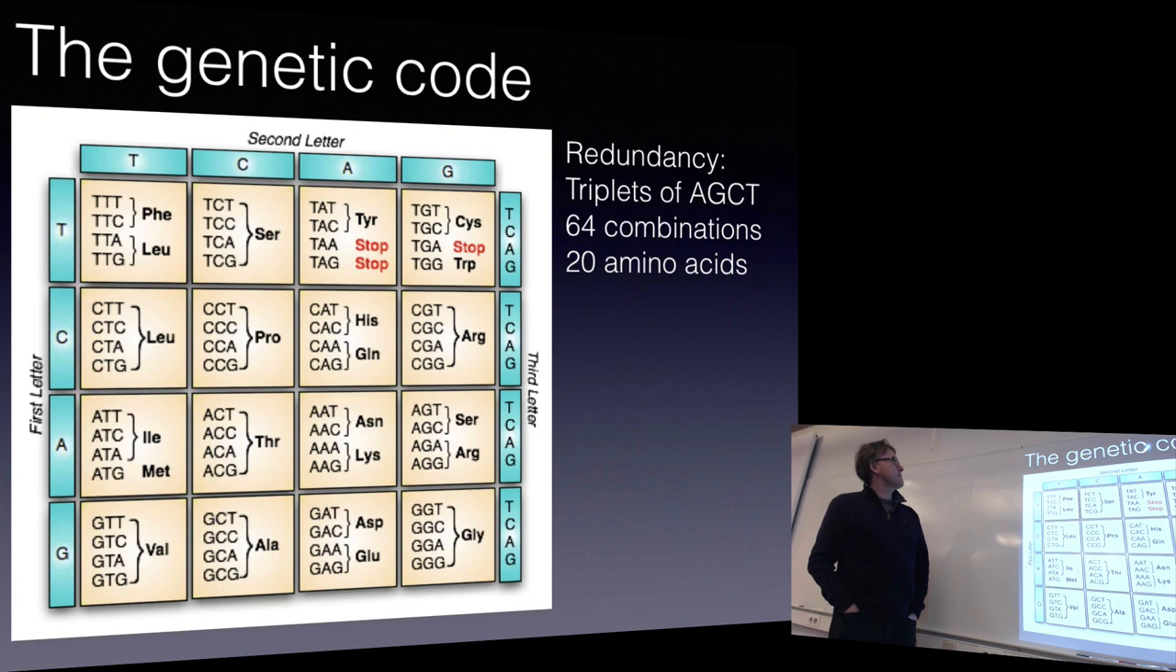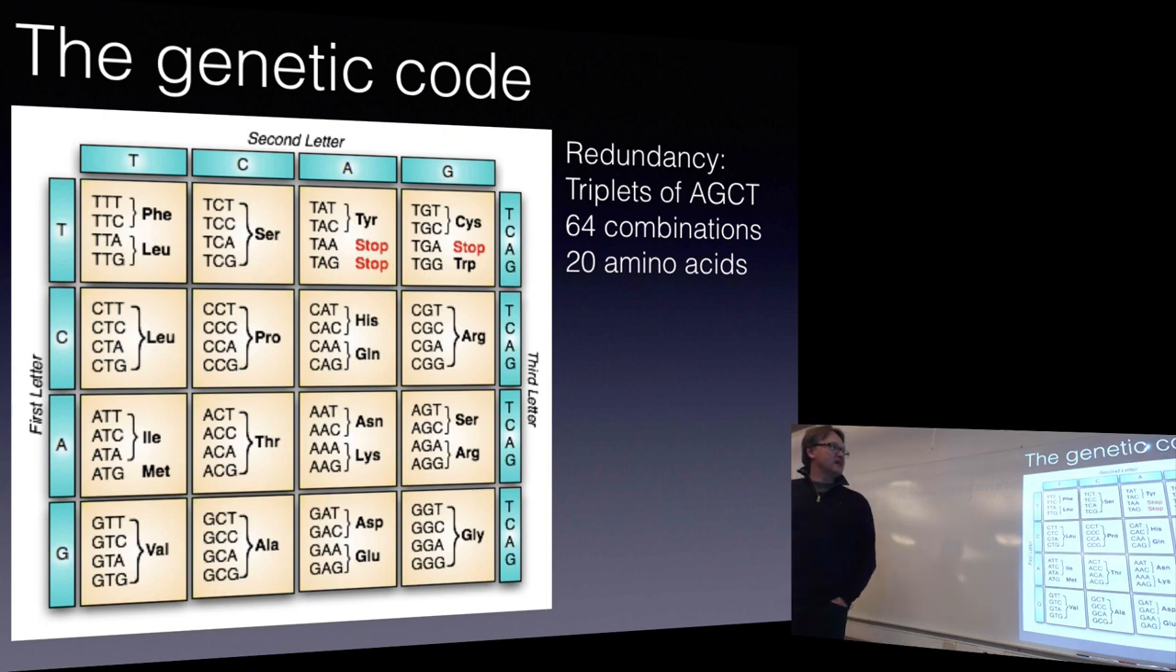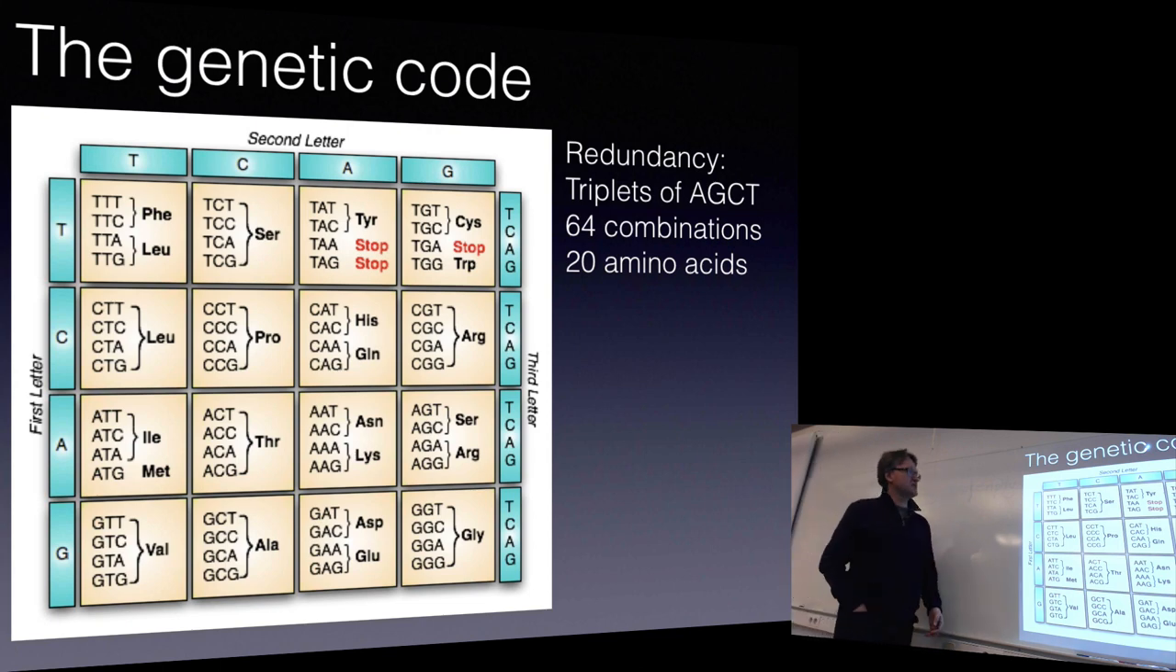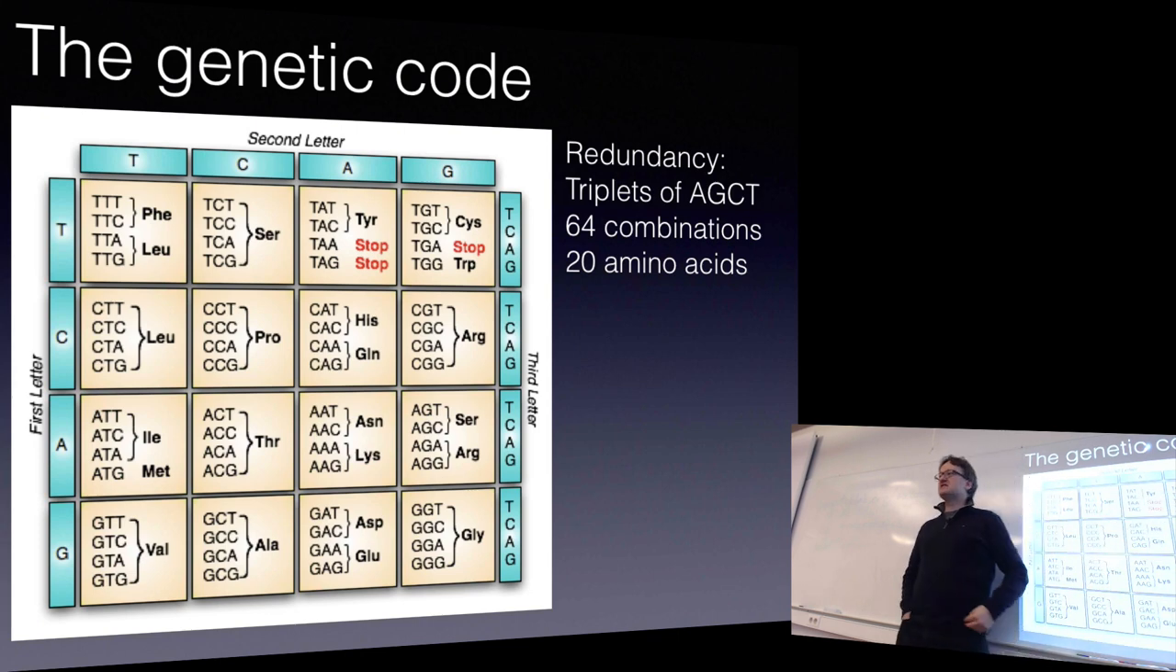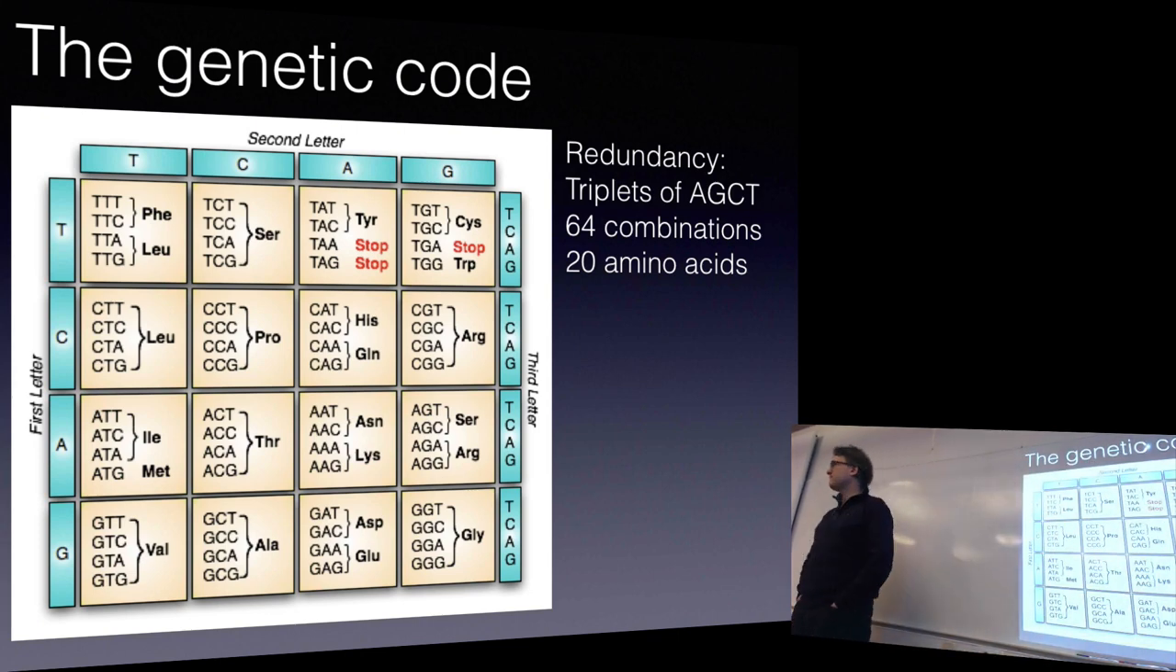Who discovered this? Watson and Crick. But there is something stranger. There is a redundancy. So with four different bases, there are a total of 64 different combinations. Three of these actually turn out to be a signal for stop. But there are only 20 amino acids. So some amino acids are coded for by more than one codon.